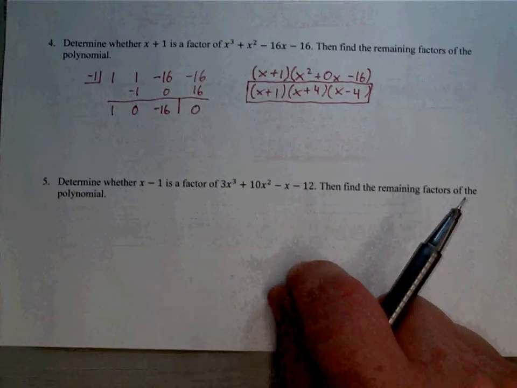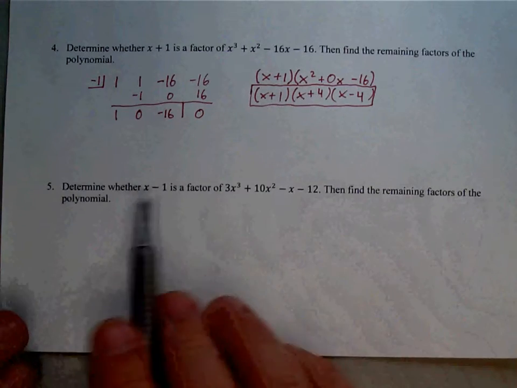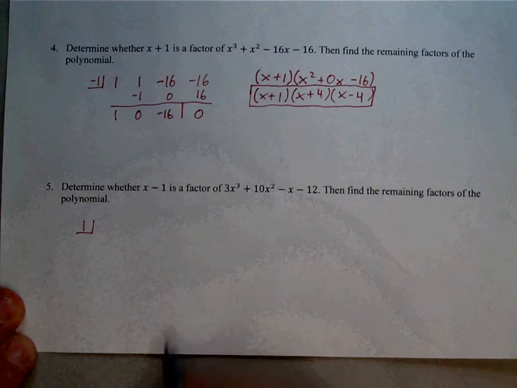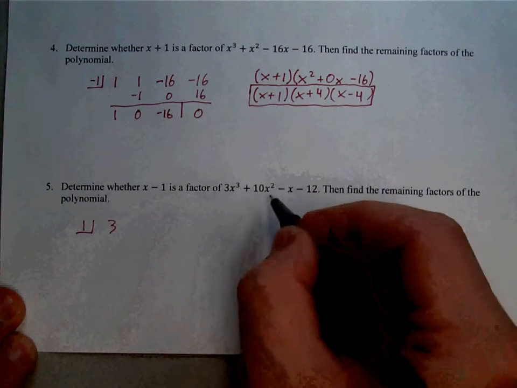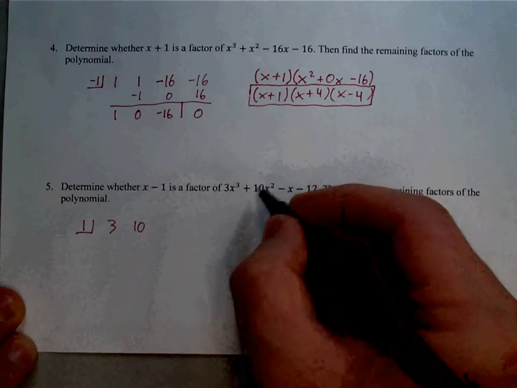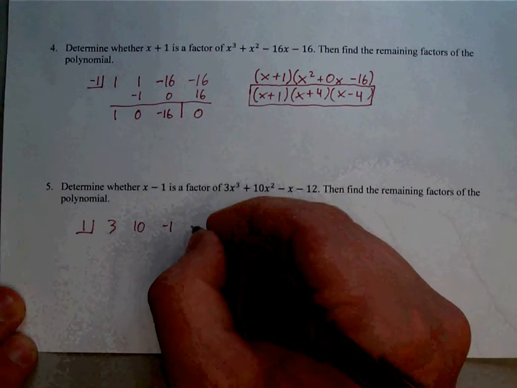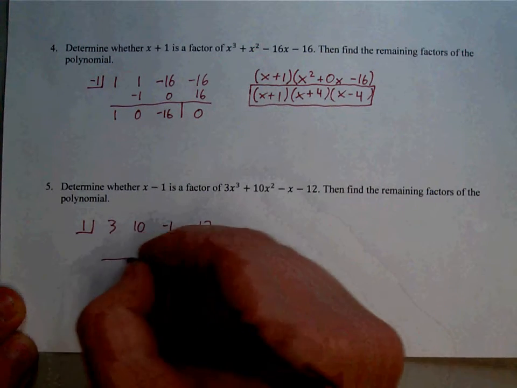Alright, now number 5. Factor of x minus 1, so I put a positive 1 in the box. We have 3x cubed, 10x squared, negative 1x, and negative 12 for a constant.